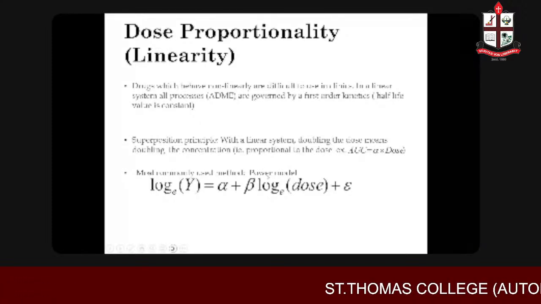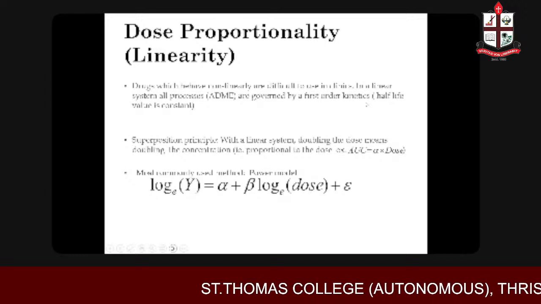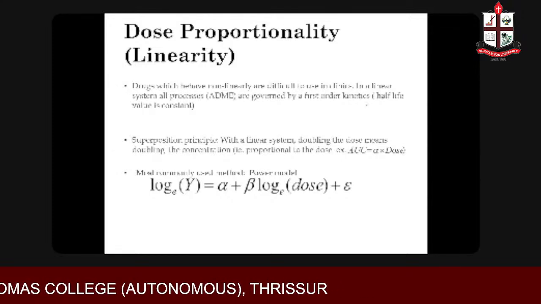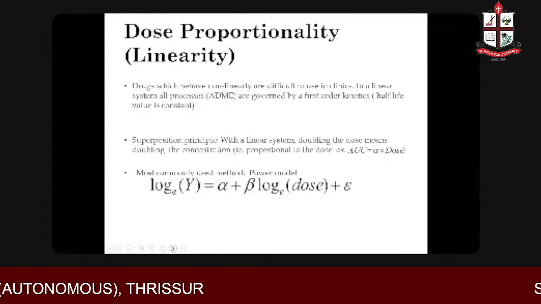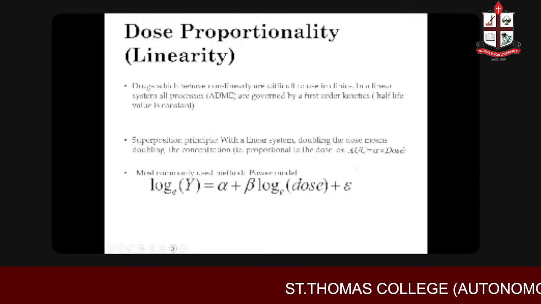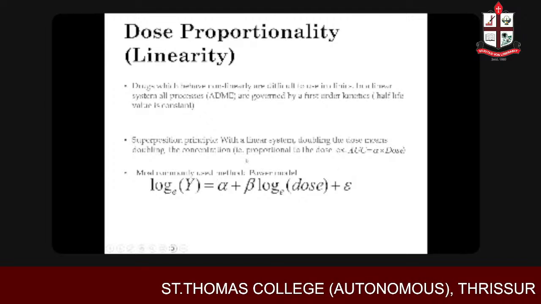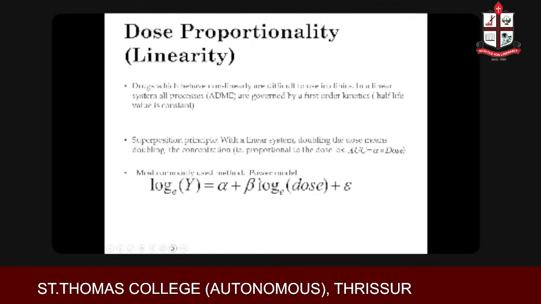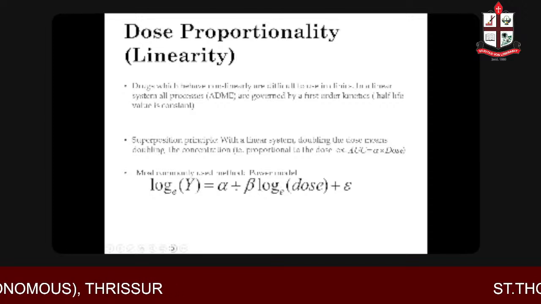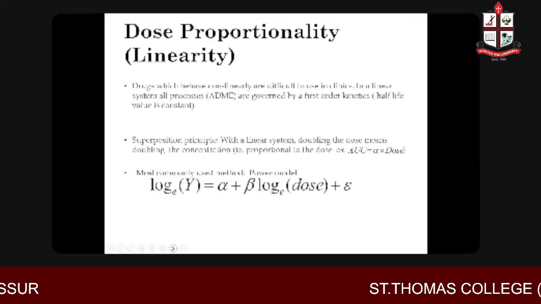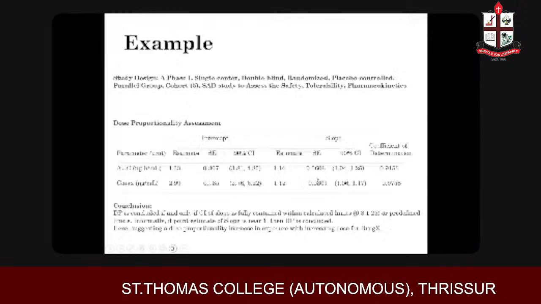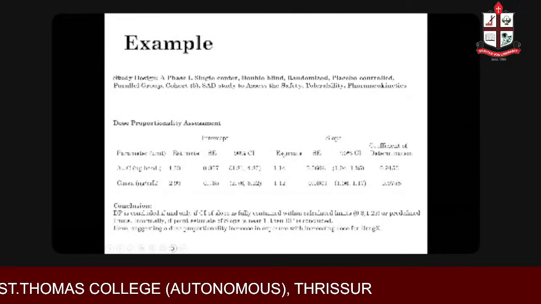We are using the power model, actually alpha and dose power beta. Since it is following the log normal distribution, as we saw before, we are converting the values to logarithmic. So it will be log of y, where y is AUC, the area under curve, the total concentration, and here alpha and beta. Beta is the slope. If we find that this beta is nearly 1, then we can prove that whenever the dose is doubled, the concentration also doubles. We can use a simple regression to find out whether it is working or not.